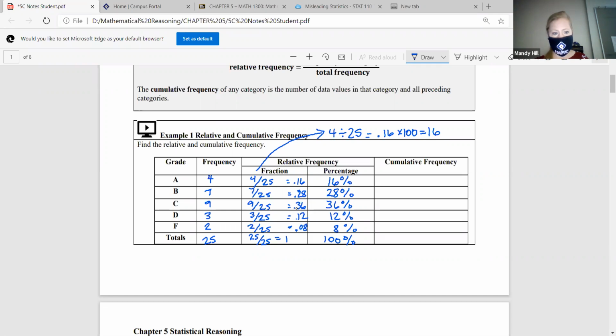So they're saying, okay, well, the A's were 16%. But if I add on the B's, to get this column right here, I'm going to take my 16% plus my B's, which is the 28%. So I'm going to do 16 plus 28. And I'm going to get 44. So cumulative, that, so this 44% is really saying yes.